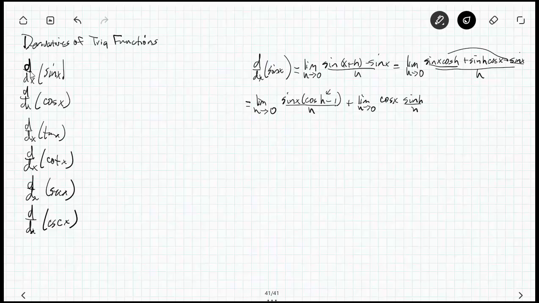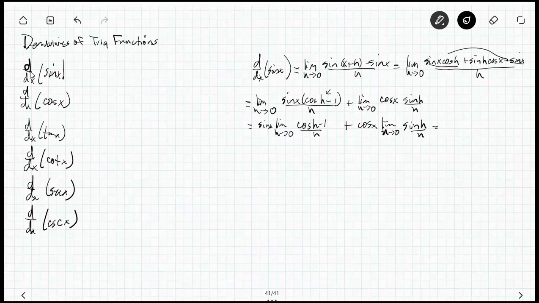Now, I'm already digging this because this is going to be sine of x times the limit as h goes to 0 of cosine of h minus 1 over h plus cosine of x times the limit as h goes to 0 of sine of h over h. Now, if you recall, our very first limit that we learned pretty much was that the limit as h approaches 0 of sine h over h is 1.